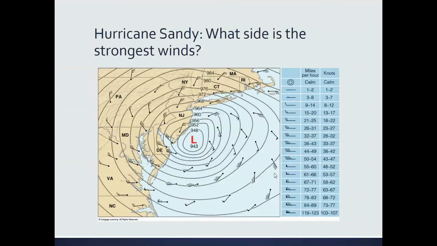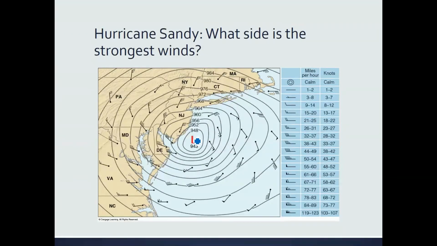Here's one more example. This is Hurricane Sandy. This was a relatively recent and relatively infamous storm. And if you take a look here, let's look near the center of low pressure. So here's the center of low pressure right here. What side of the low pressure would the winds be the strongest?